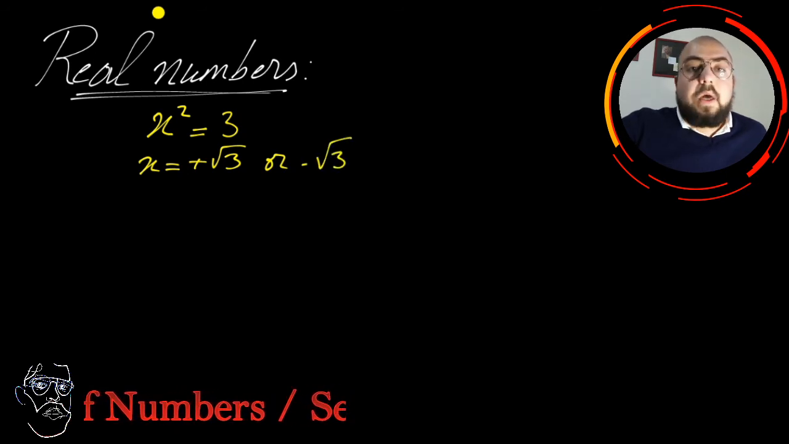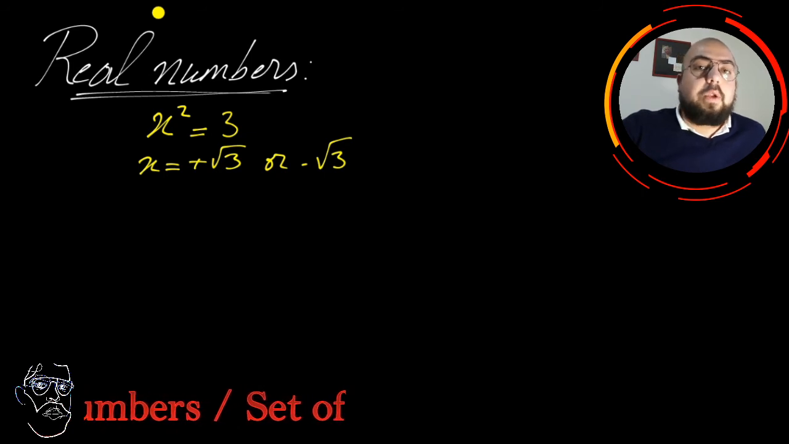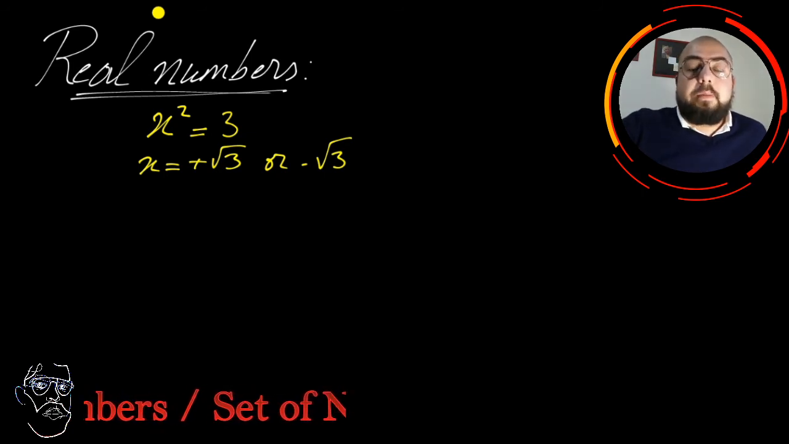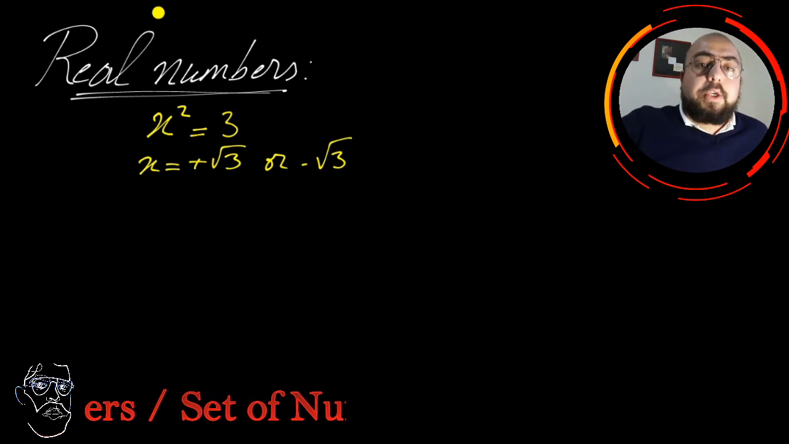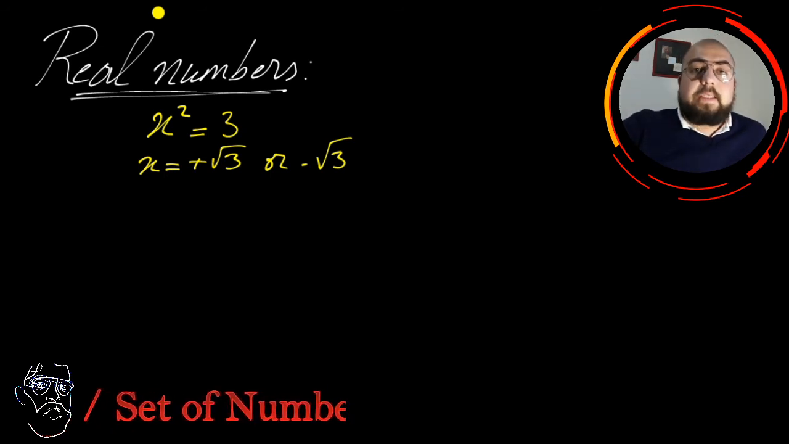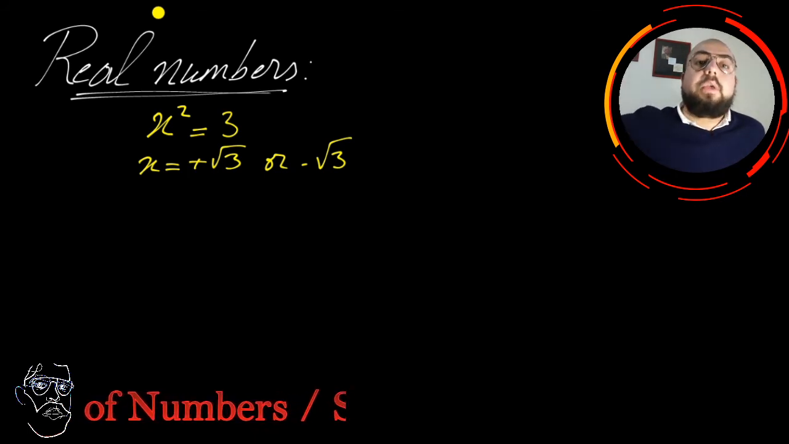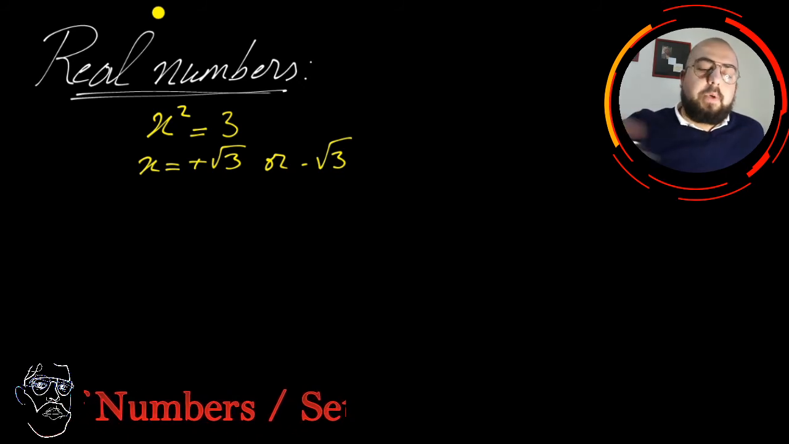and it's not a value which is periodic. It's not a decimal that will have a certain limit. No, it's an irrational number. So in this case, plus square root of 3 or negative square root of 3 are irrational numbers. Irrational numbers are included in the real numbers.